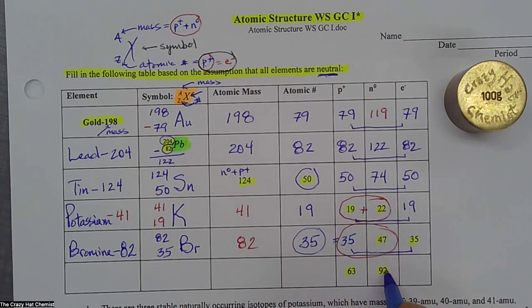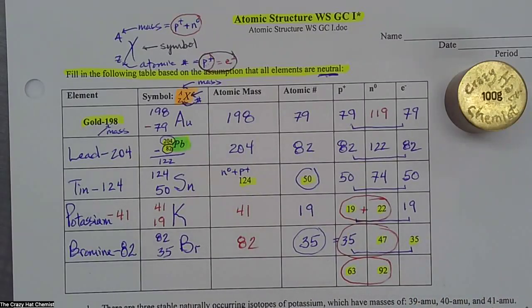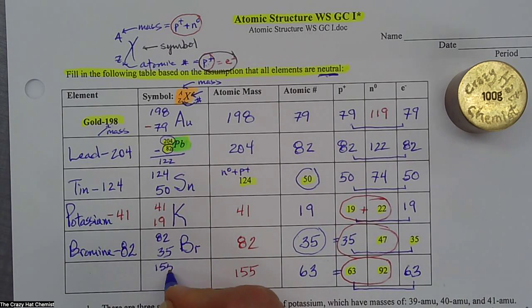Well, we have the number of protons and the number of neutrons. So we're going to sum these two numbers up. That's 63 plus the 92. That's going to equal 155. That's the atomic mass. The atomic number and the number of protons, 63, they are the same. The number of protons and the number of electrons, since it's a neutral element, that's 63. That will be the same. The mass is 155. The atomic number is 63.